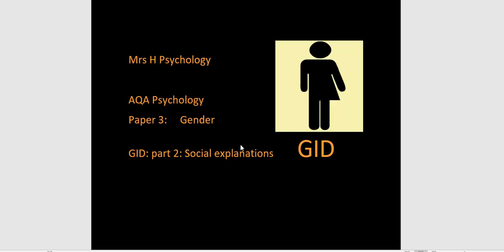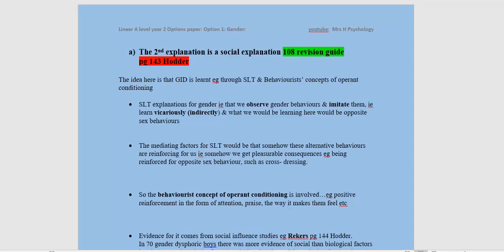So if I bring this up, here we have our second explanation that we need for the specification. So the specification says gender identity disorder, biological and social explanations. In your textbooks it will refer from time to time to psychodynamic and cognitive, but we're just going to home in on this social explanation. So I've used the page references that we will use: the little revision guide, Illuminate we use, and also Hodder book 2.